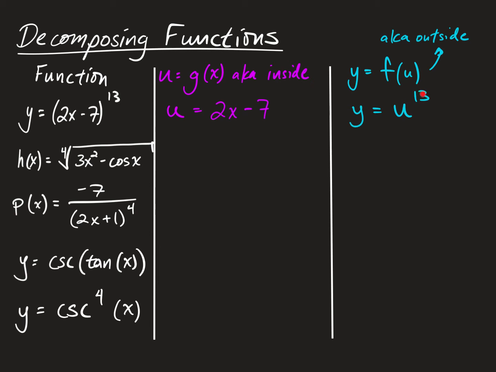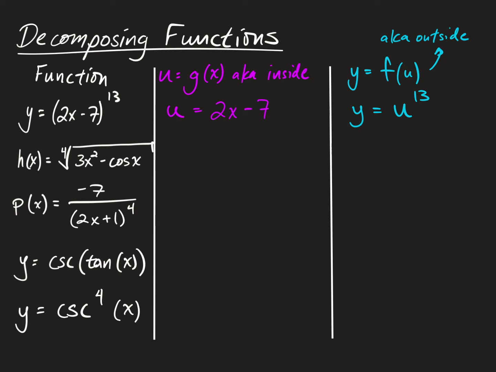So u to the 13th power, it would be 2x minus 7 in parentheses to the 13th power if we substituted this in for u. And that's basically how the rest of these are going to work. We just need to find the inside function and the outside function and be done with it.